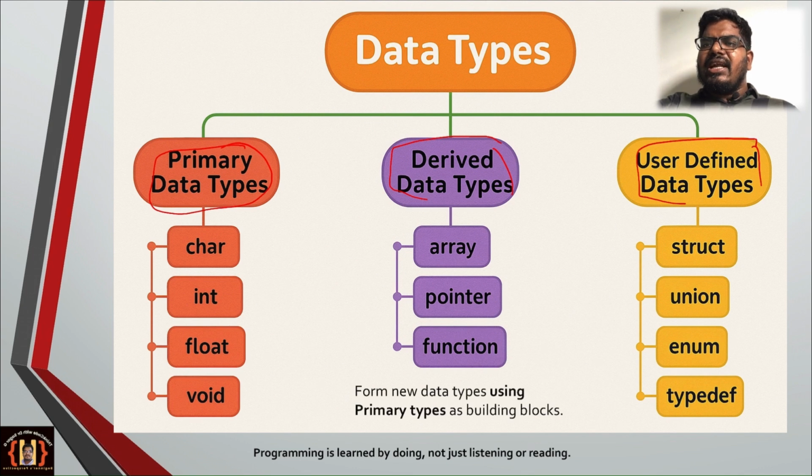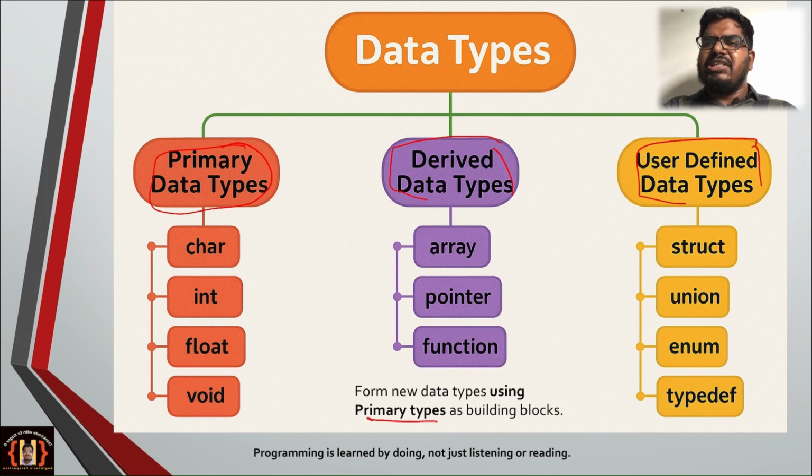The second category is derived data types. In derived data types, the list goes like this: arrays, pointers and functions. These are the derived data types. They form a new data type using the primary data types.